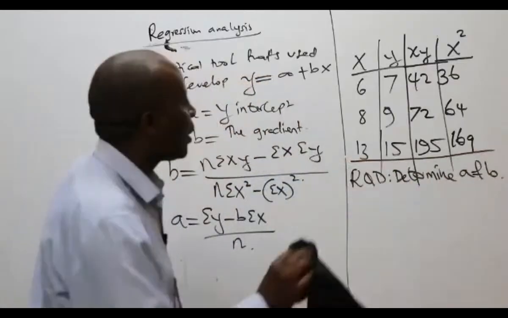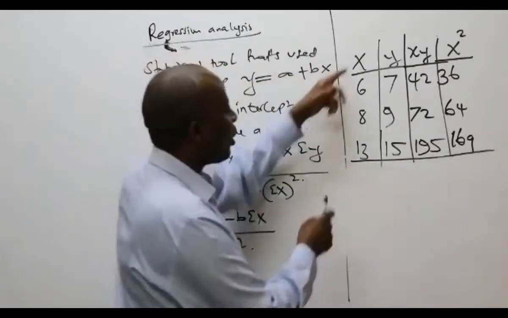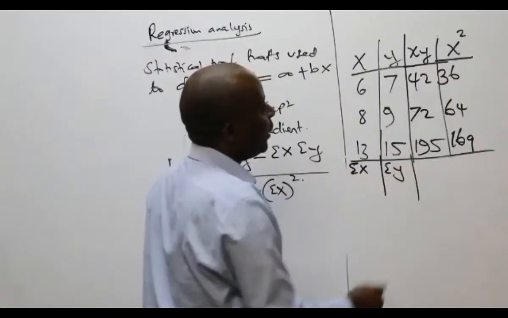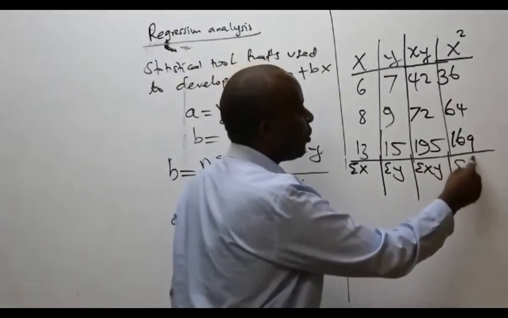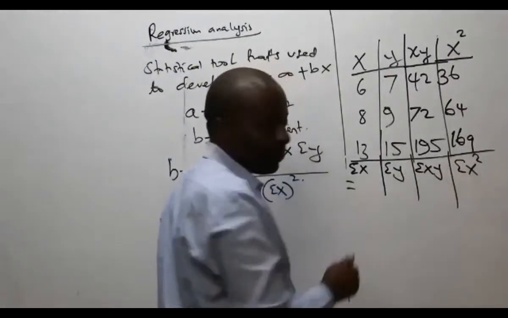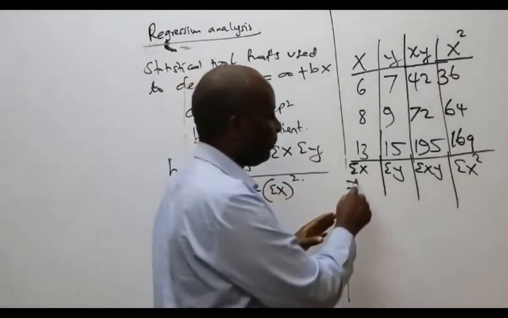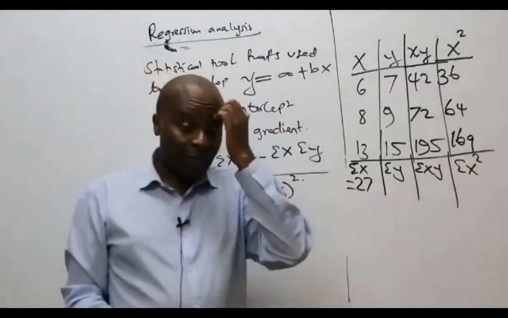You start with summation of x. The first column will give me summation of x. The second column will give me summation of y. The third column will give me summation of xy. The fourth column will give me summation of x squared. Could you kindly help us do this? According to Sharon, the first one is 27, summation of x.